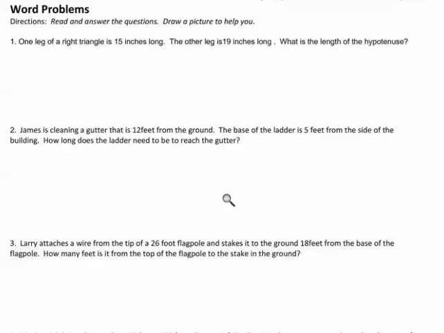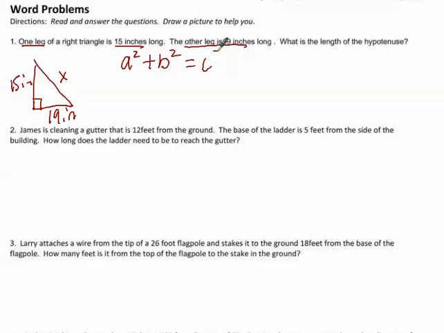Let's look at using the Pythagorean theorem within word problems. One leg of a right triangle is 15 inches long. The other leg is 19 inches long. What is the hypotenuse? After you draw your picture, write out your formula. A squared plus B squared equals C squared. 15 squared plus 19 squared equals C squared.